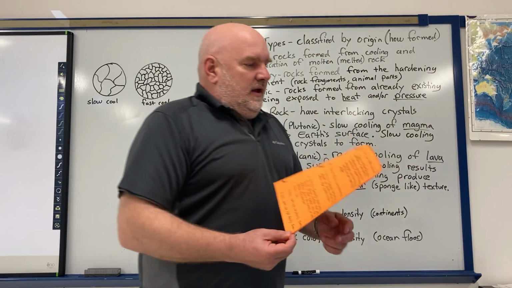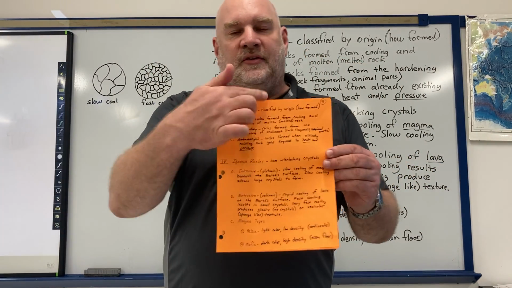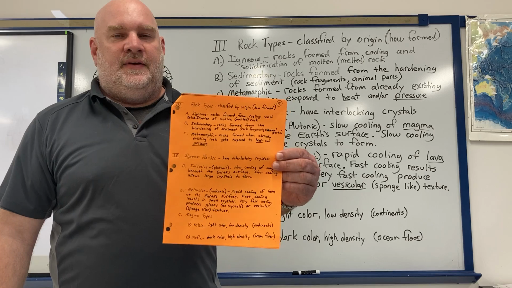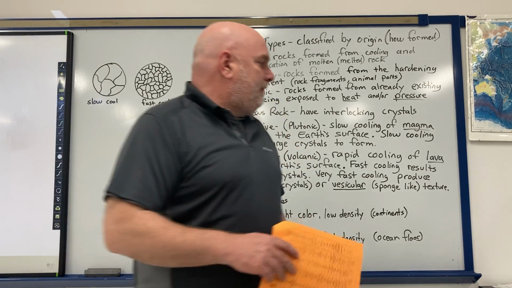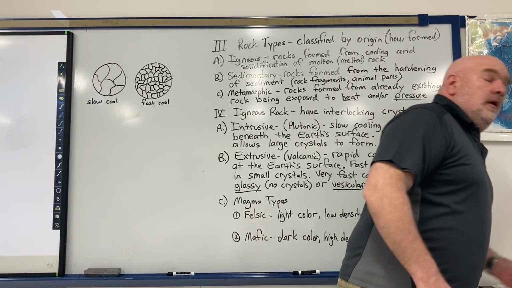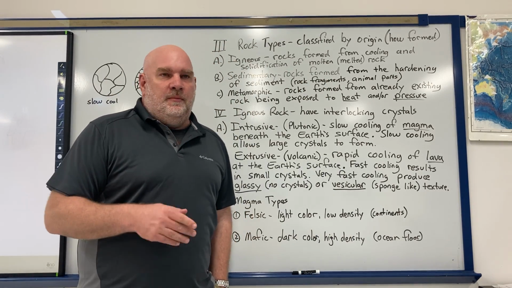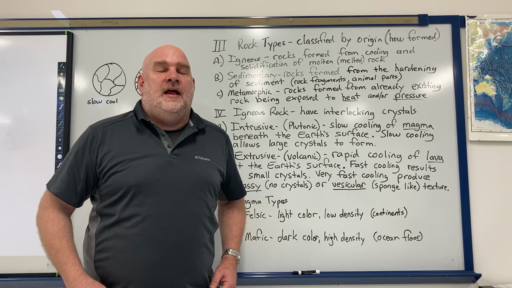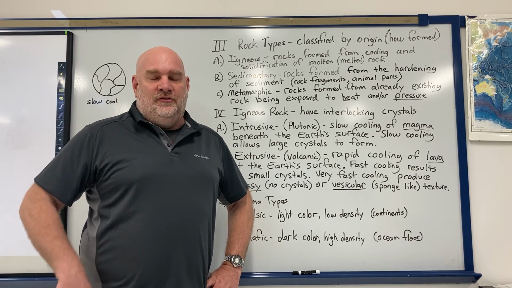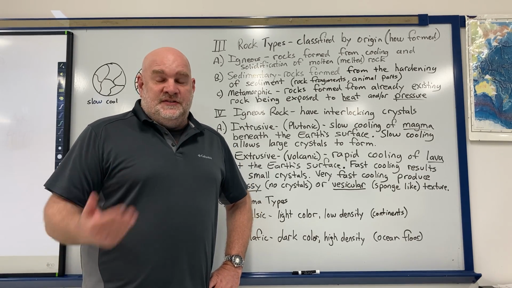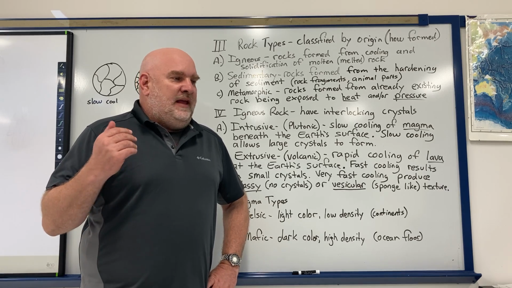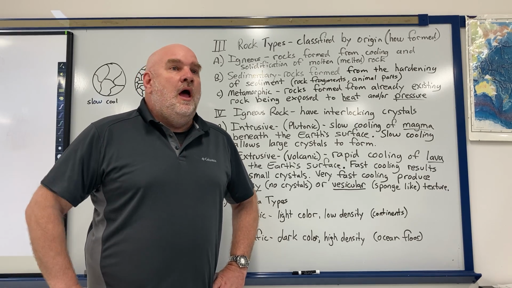Okay, so today we're doing the notes that say rock types and then looking specifically at igneous rocks. So we already looked at minerals. Minerals are basically put in groups based on their chemical composition. So if it has silicon and oxygen, it's a silicate mineral. If it has calcium and carbon, it's a carbonate mineral, and so forth.